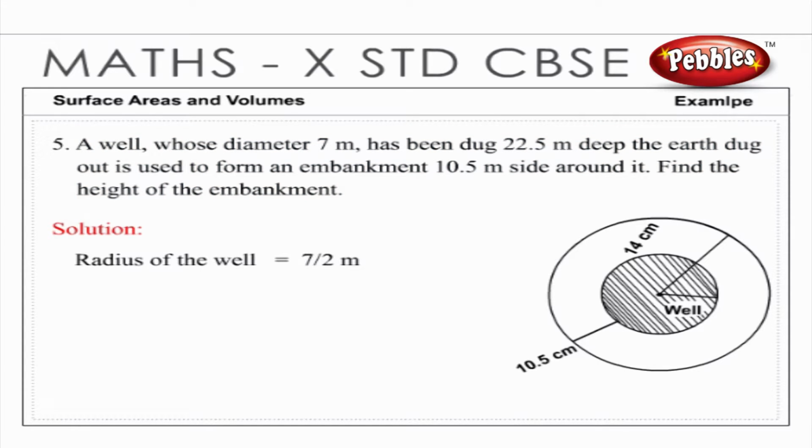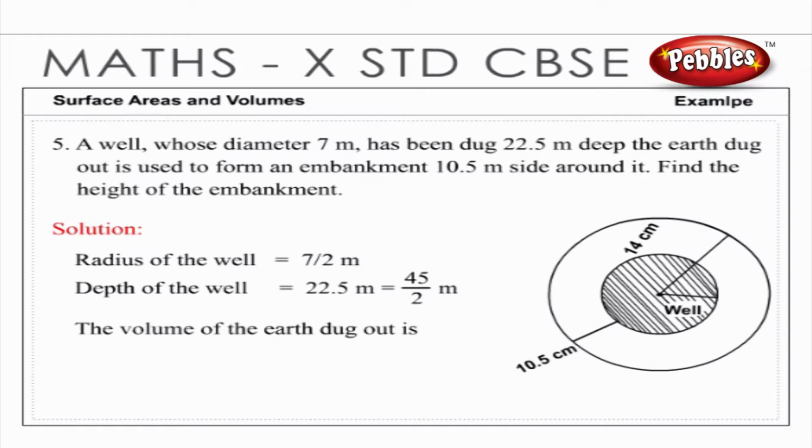Solution. Radius of the well is equal to 7 by 2 meter. Depth of the well is equal to 22.5 meter, which is equal to 45 by 2 meter. The volume of the earth dug out is V1 is equal to pi into 7 by 2 the whole square into 45 by 2 meter cube is equal to pi into 7 by 2 into 7 by 2 into 45 by 2 meter cube.